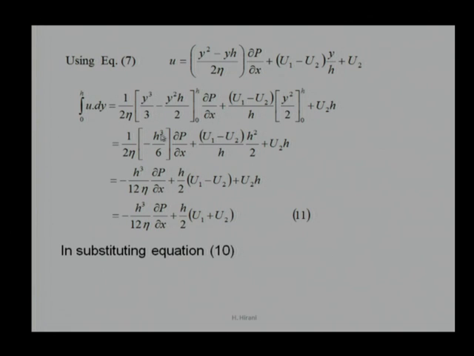When we substitute this, what we get overall from this term is minus h cube by 6, while from this it will turn out to be h square by 2, and this third term is u2 into h. Rearranging this equation in a more systematic manner, this is the first term, the pressure term, minus h cube by 12 eta times the pressure gradient, plus a term related to h and the relative velocity, and last is the absolute velocity of the lower plate. Further, we can rearrange this term, and what we get overall is equation number 11.